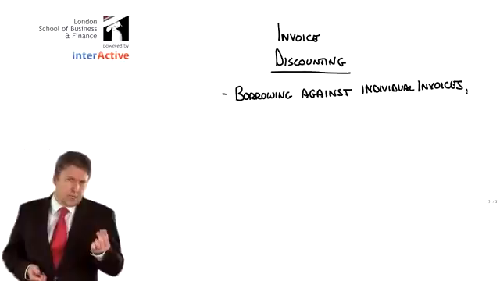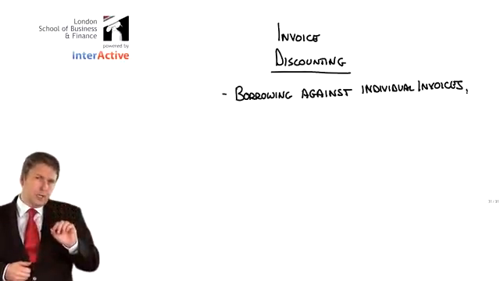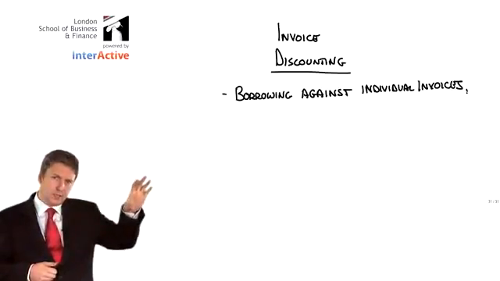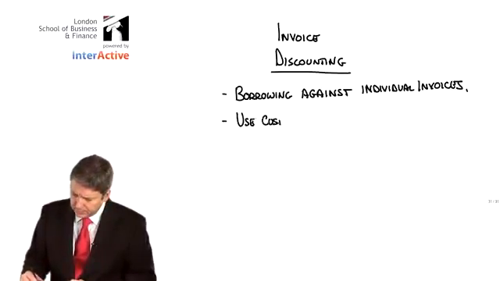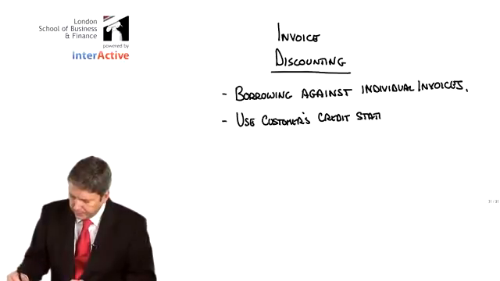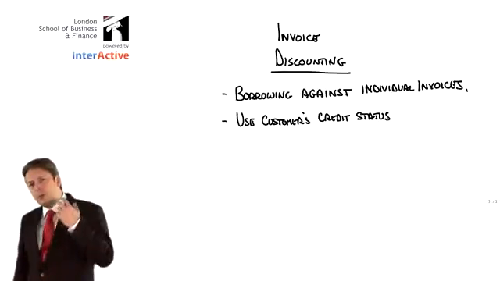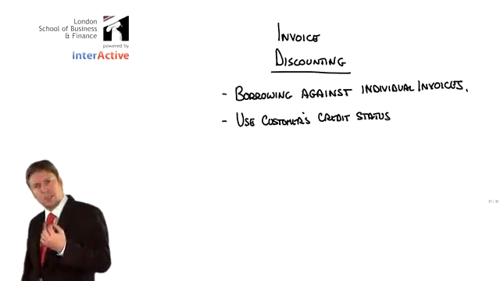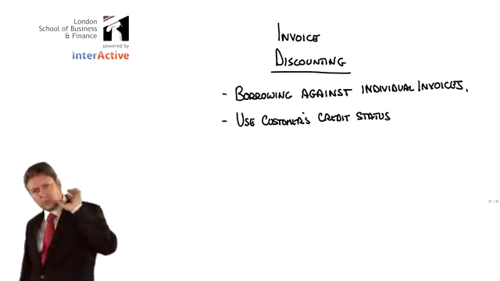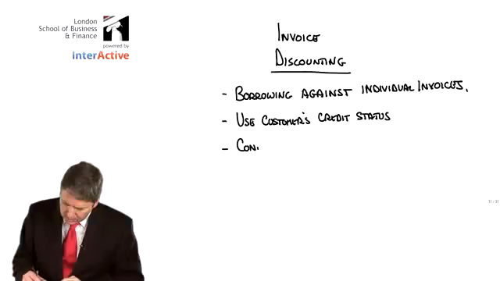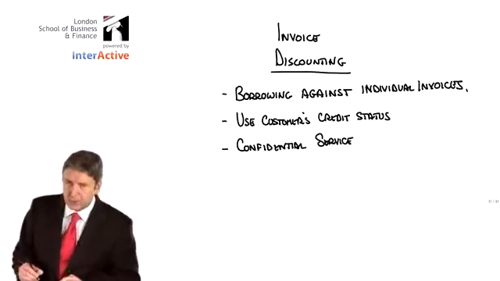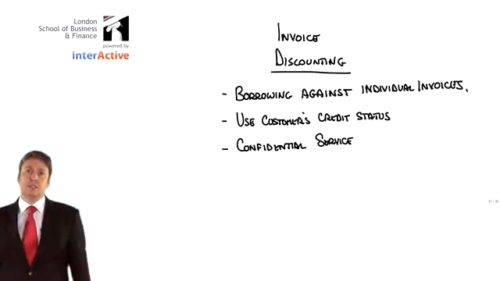The great advantage of invoice discounting is simply this. What you're doing here is you're using your customer's credit status to borrow money. I think that is vital. You use your customer's credit status. So if you have a few very substantial invoices outstanding to high-quality customers, larger companies than you, you can take advantage of their credit status to borrow money. And it's a confidential service. Nobody needs to know about your secret. And that's all invoice discounting is, nothing more.